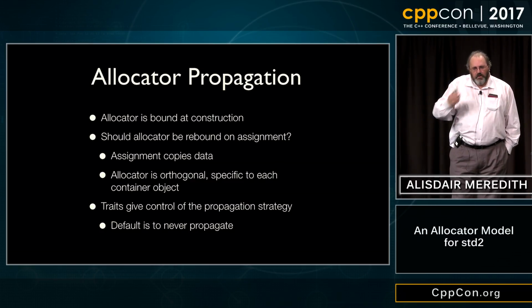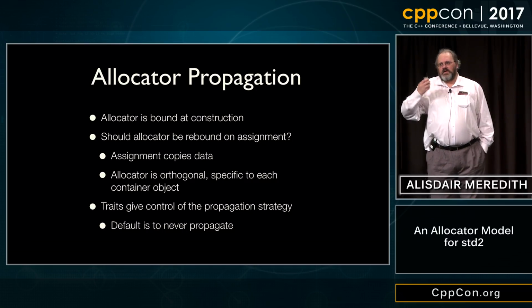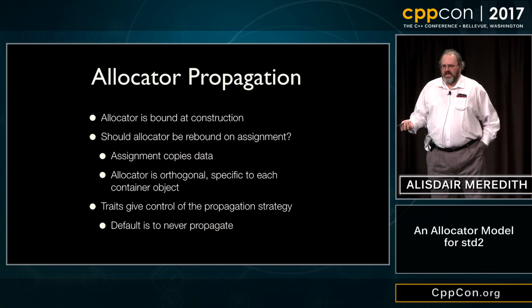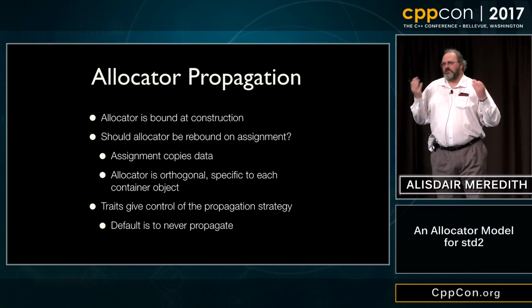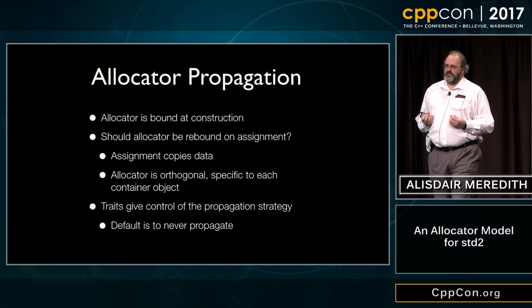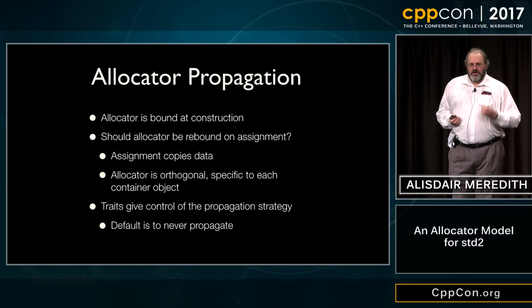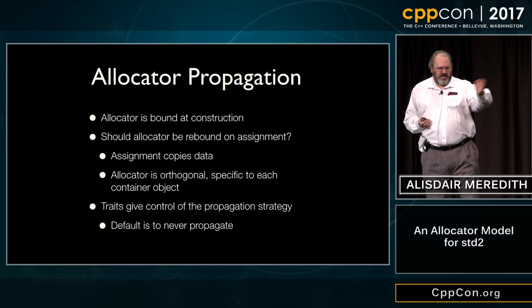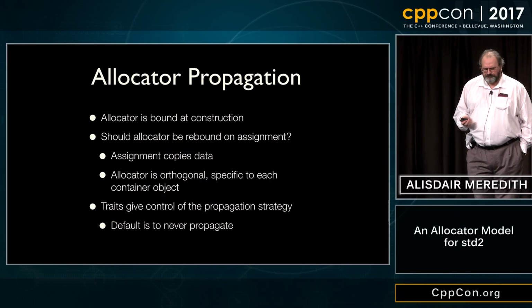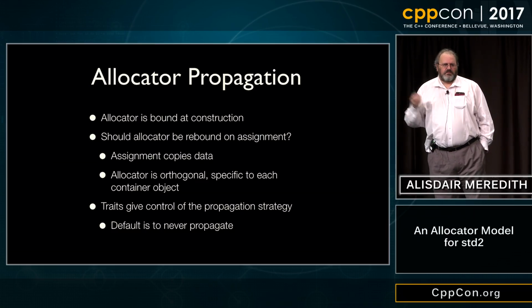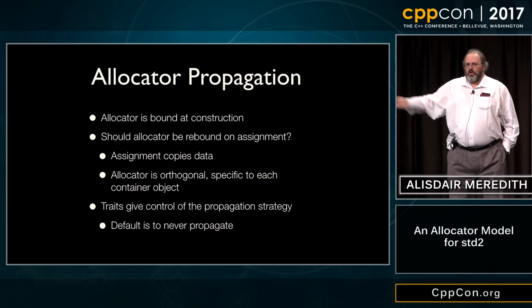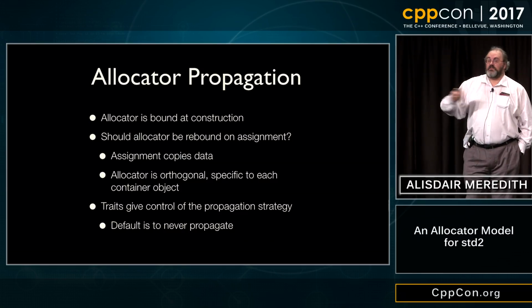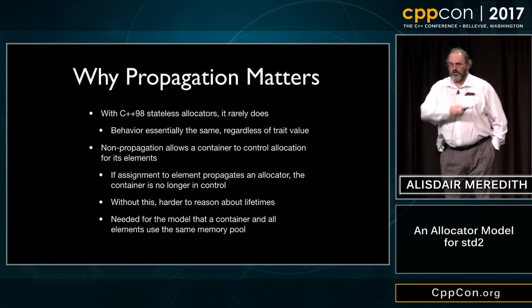But when people hit allocator propagation for the first time, it's a roadblock and it stumbles people. Because when you have a stateless allocator, like the standard allocator, does it propagate or not? It doesn't matter, because you're going to get the same execution regardless, because there's no state in the allocator. And there are some consequences that follow from allocators not propagating that I'll defer to Pablo's talk on Friday. But as I say, the traits give us control over the propagation strategies, and the default in the C++11 allocator traits is at least that allocators don't propagate, which is the default we're going to want for the PMRs.